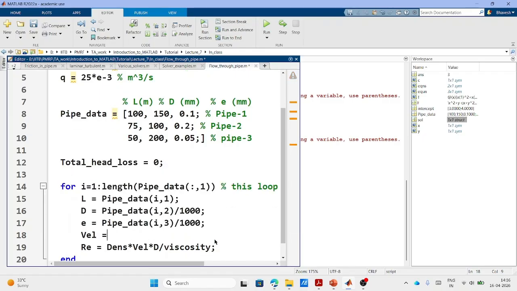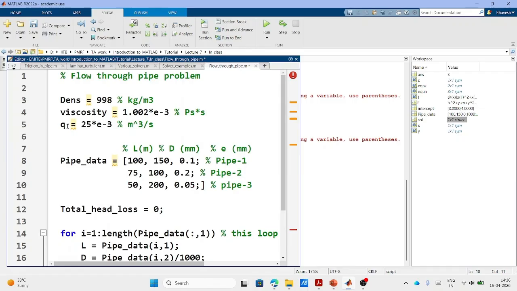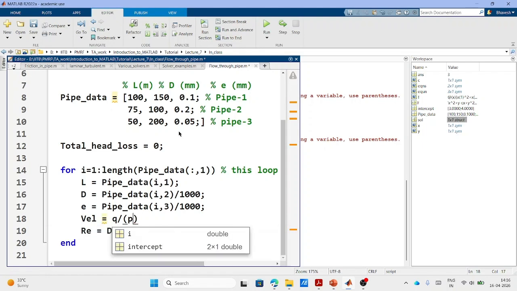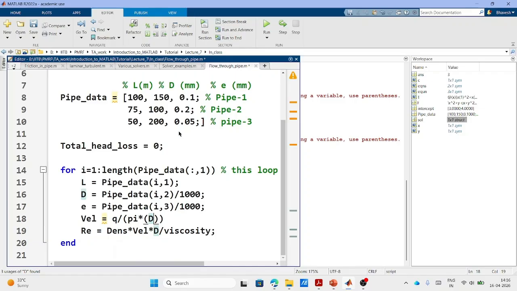So what I will do, I will find the velocity since we know the flow rate Q. The flow rate Q divided by pi times d square by 4, right? So this information, your flow rate divided by the area, this will give me the velocity. This velocity I'm using here to find the Reynolds number. Now I have computed the Reynolds number.